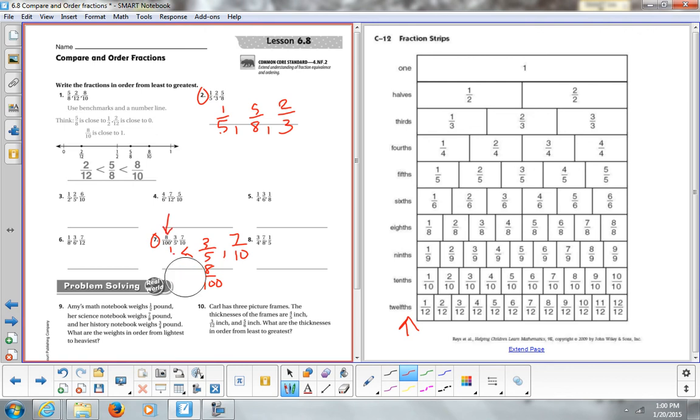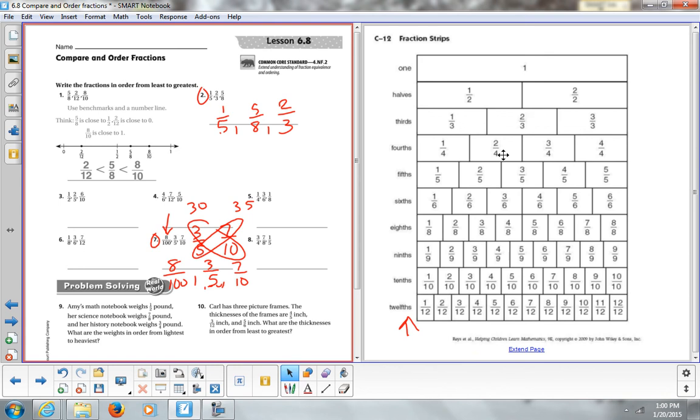Now I can use the butterfly method to figure out which one's bigger between 3/5 and 7/10. So I have 3/5, 7/10. Okay, if I cross multiply, that's 35 and 30. Okay, so 7/10 is actually bigger than 3/5. So my answer then is 8/100, 3/5, and then 7/10 is your answer for that one. The rest of them you should be able to use your fraction strips with, but you need to be able to know how to solve that using benchmark fractions.